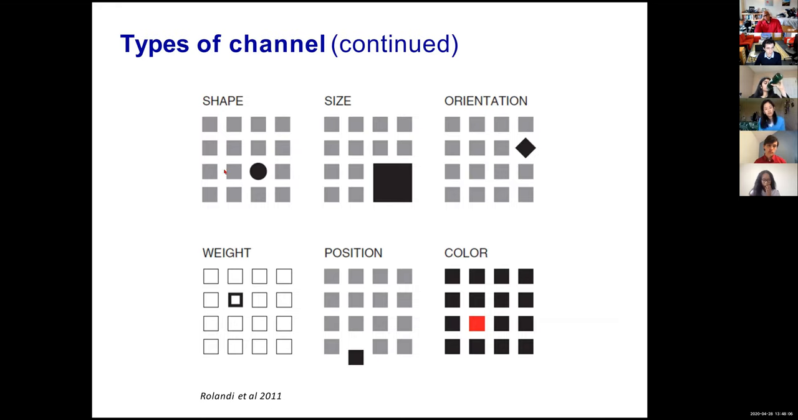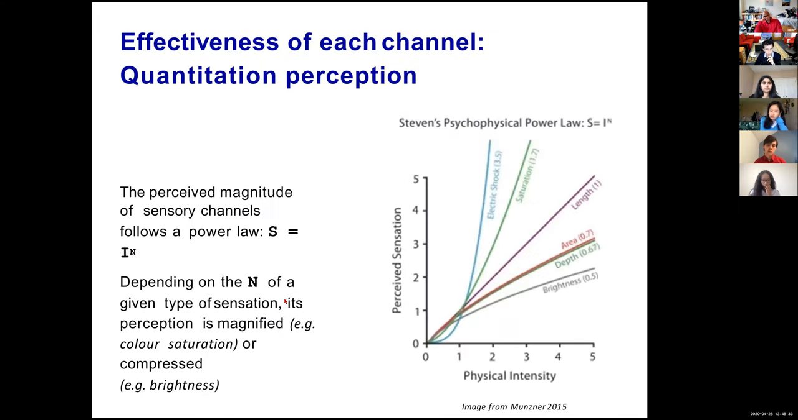And then you can denote something based on the shape, the size, the orientation. You can vary the weight, the position, the color. And you can get people to pay attention to different things using all these different channels. If orientation is already used for the figure and you want to highlight something else, you can use color, or weight, and so on and so forth. So you can use orthogonal channels that are not already used in your figure.